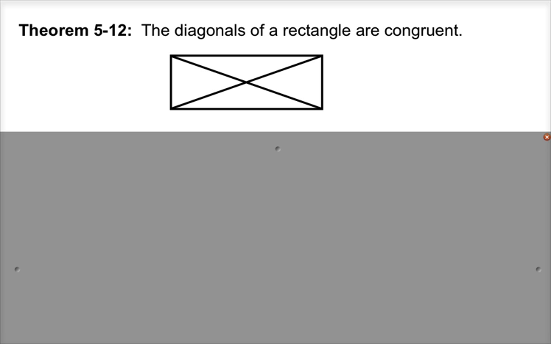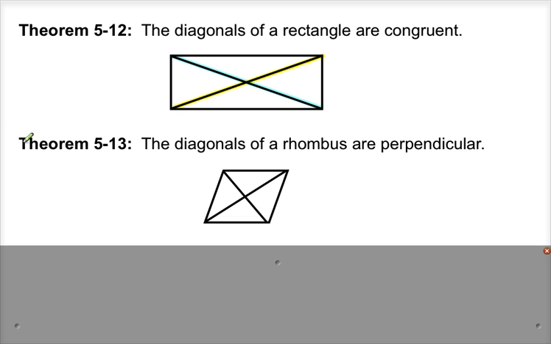Theorem 5-12: The diagonals of a rectangle are congruent. So if I look in the rectangle, one of the diagonals is going to be congruent to the other diagonal. Theorem 5-13: The diagonals of a rhombus are perpendicular. So if you're drawing the diagonals for a rhombus, they will end up being perpendicular to each other.